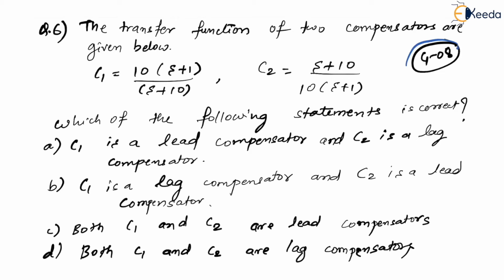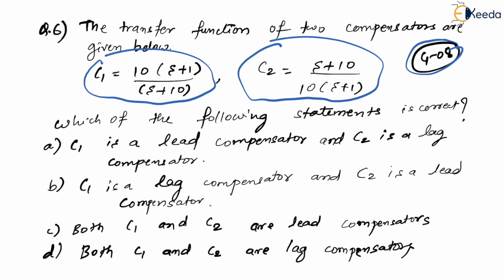Yes, it is a GATE 2008 question. The transfer functions of two compensators are C1, this one, and C2, this one. Now, which of the following statements is correct?